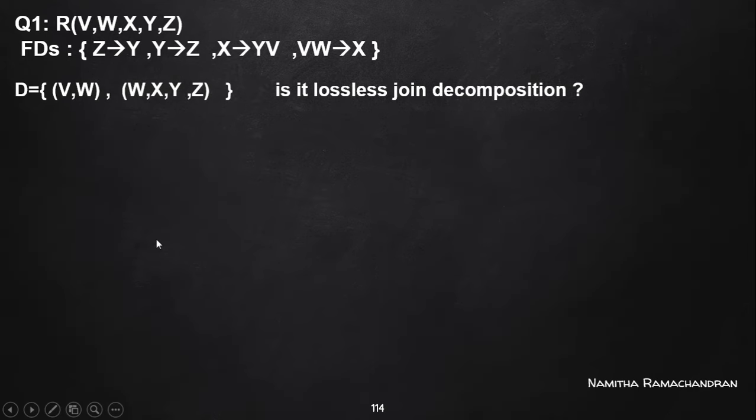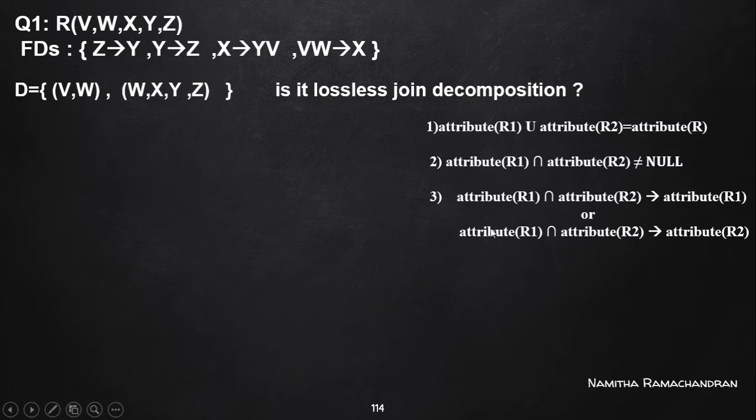Okay, one more question. The same relation, same set of dependencies, and the decomposition is like this: V, W in one set, and W, X, Y, Z in the other set. These are the conditions again listed here. First, go for condition 1. The union of these two attribute sets, V, W, X, Y, Z, exactly matches the attribute set of relation R. So condition 1 is satisfied here.